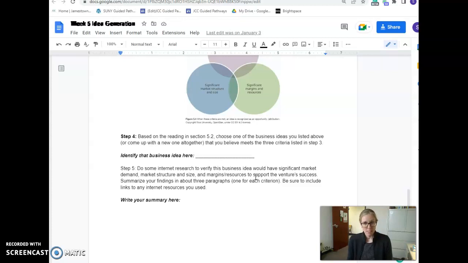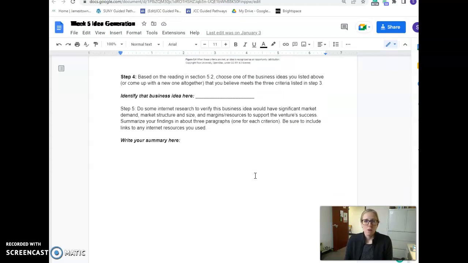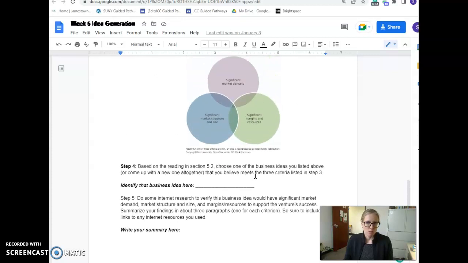The last step, and this is going to take some time, this will probably take just as much time as you've already spent so far in the assignment. I want you to do some research guided by the information that's in section 5.2 in the book: primary research, secondary research. Additionally, trying to validate this idea. I want you to write a summary of your conclusions, and it should be organized into 3 paragraphs: the significant market demand, the market structure and size, and then the margins and resources. Kind of showing me the research that you did and verifying that this idea does stand a chance at being successful and sustainable based on these 3 criteria.